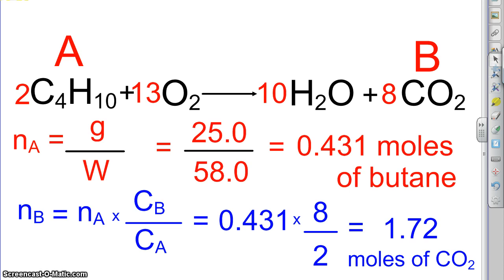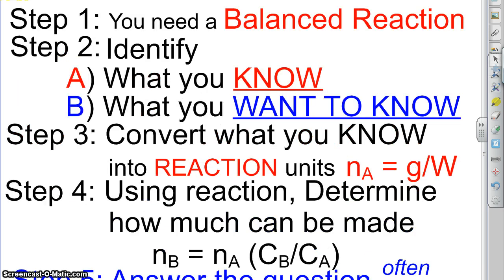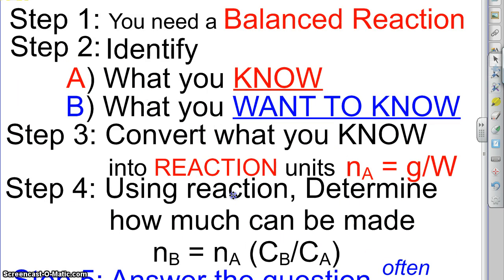So we now know how many moles of carbon dioxide we have. We have 1.72 moles of carbon dioxide. So we're now at step 4. This is like sandwiches. We figured out how many sandwiches we can make, but that's not the question. The question is, the last step, of course, is we got to answer the question.